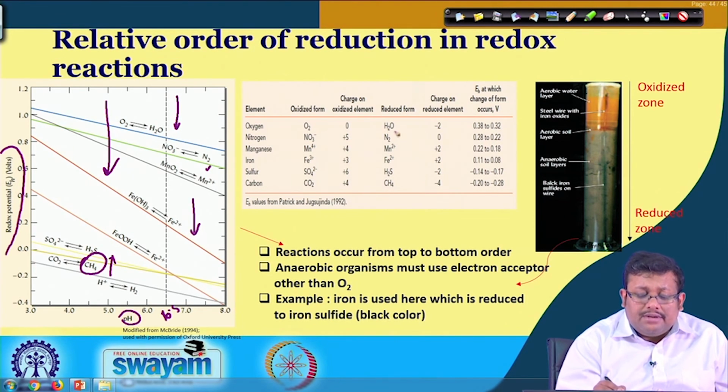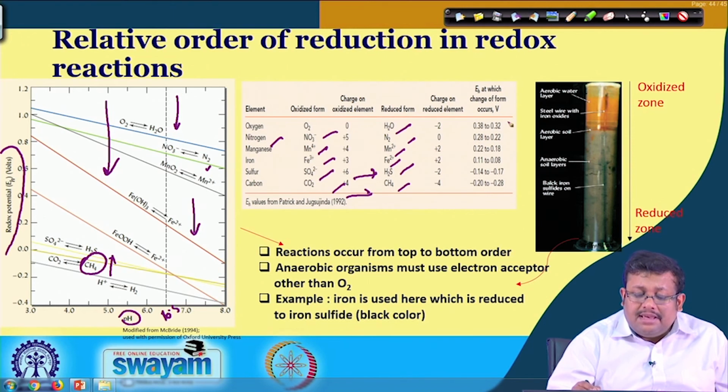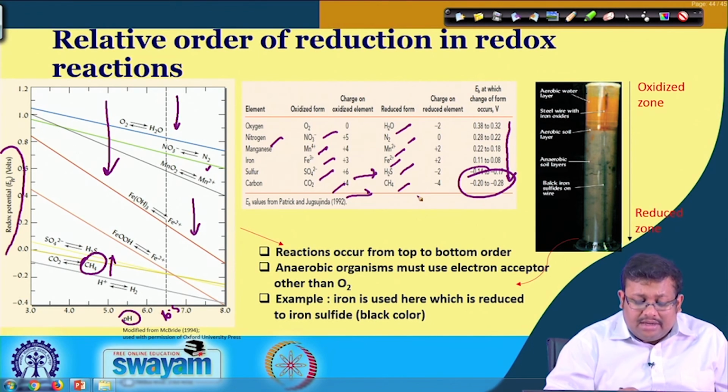This also shows the changes in Eh when oxygen is converted to its reduced form, nitrate to elemental nitrogen, Mn4+ to Mn2+, Fe3+ to Fe2+, sulfate to H2S, and carbon dioxide to methane. All these are reduction processes, and you can see the Eh is continuously going down and ultimately reaches negative values, where there is a highly anaerobic condition.